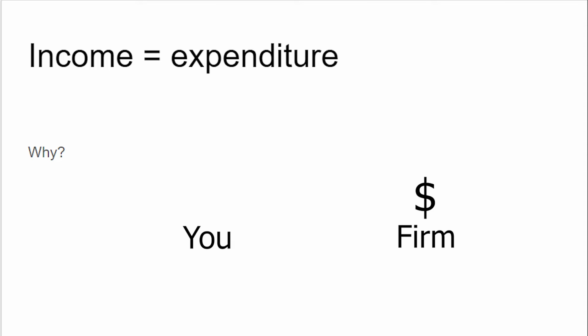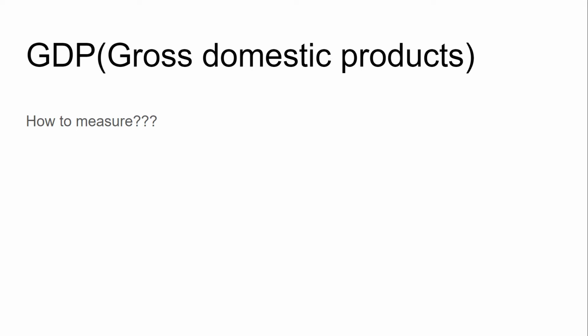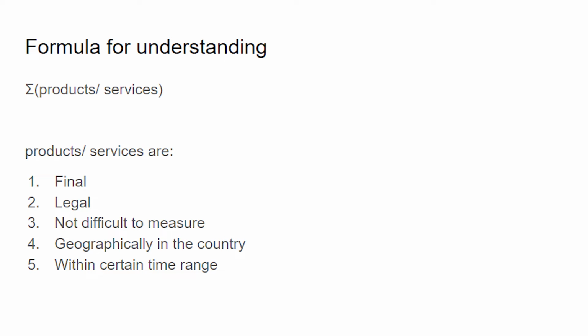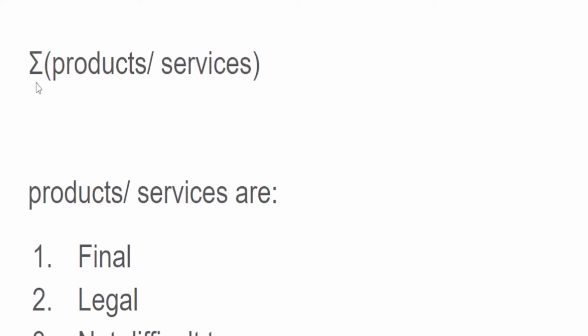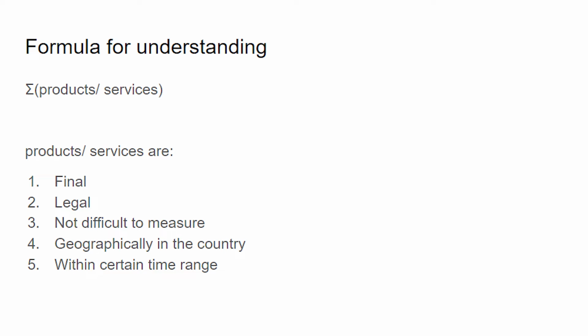So let's move on. GDP, gross domestic product. Okay, how do we measure this concept? This is a very weird concept that we hear all the time in the news. Basically, the formula I have created for understanding is that it is the sum. Sigma means sum. If you are not familiar with this, I'll use my cursor to indicate that this is a sigma. Sigma is the sum of products and/or services.